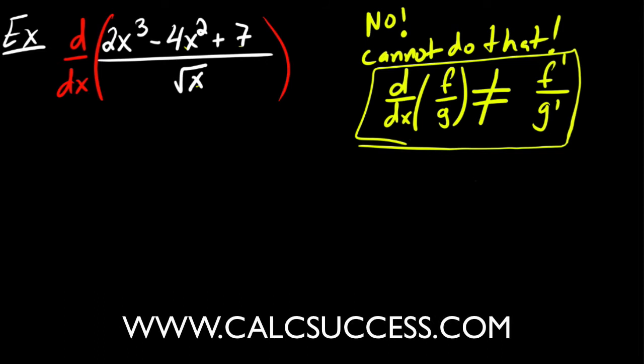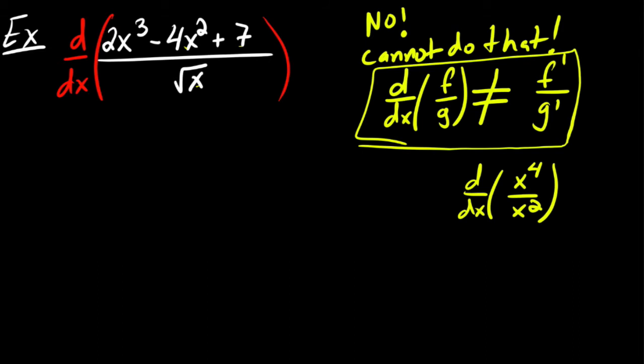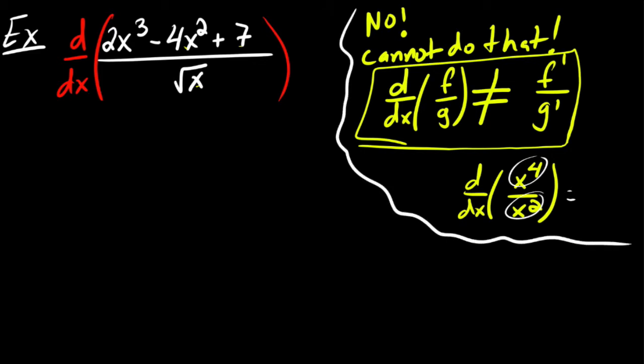And as a little test, try just a simple example. I'm going to leave it as a little mini homework. Find the derivative of the top, the derivative of the bottom, and then divide it. And then try dividing first and then get the derivative. See if you get the same thing. And you'll see that you don't. But anyways, back to our problem.